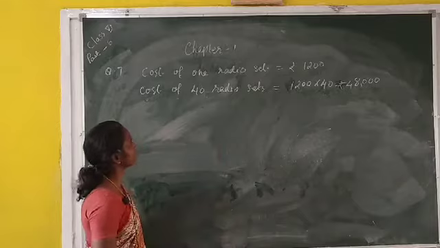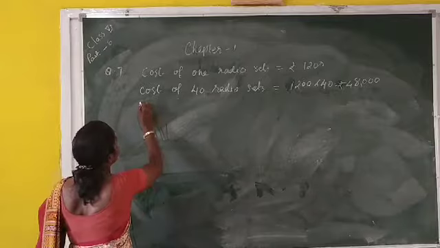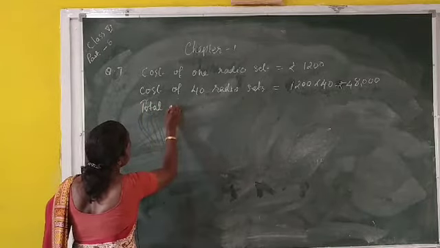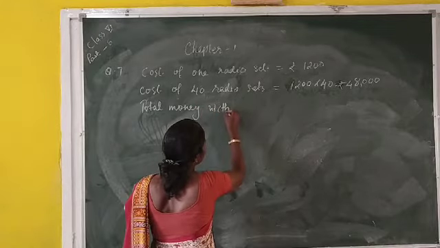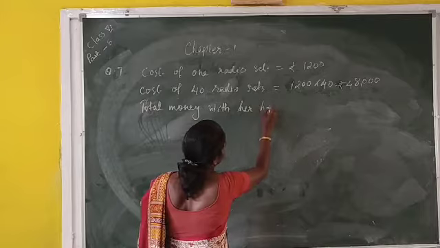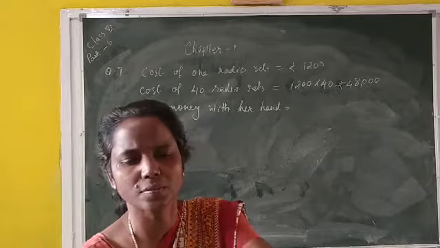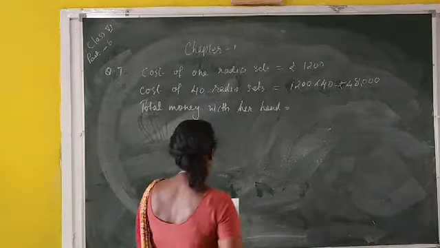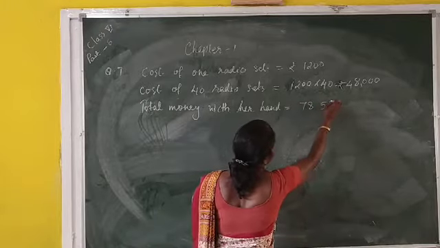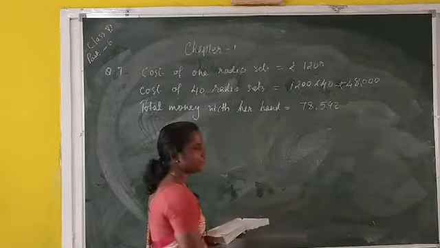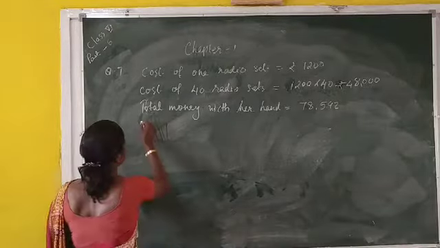Then next, what is the question? How many rupees are with her? Total money with her hand. How many rupees with her hand? 78,592. Then balance money remaining with her after the purchase.